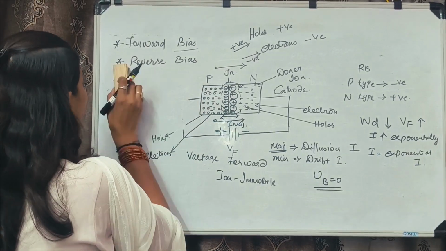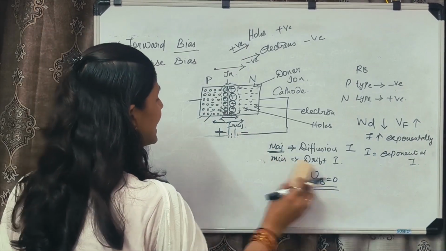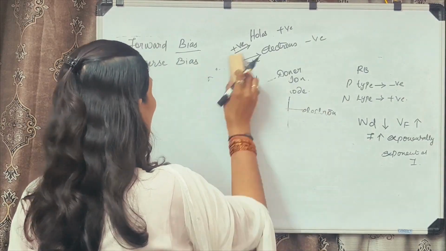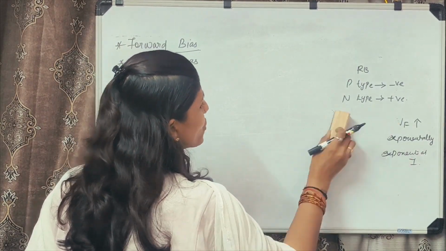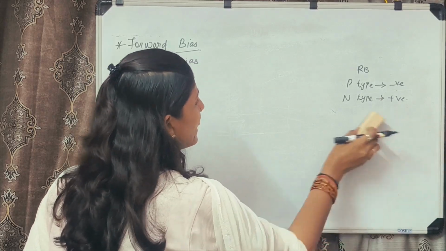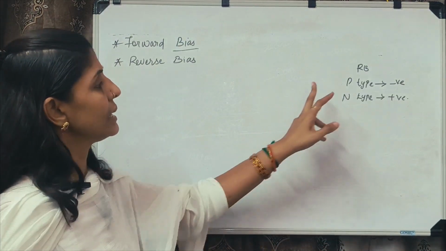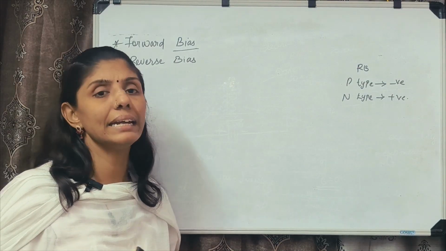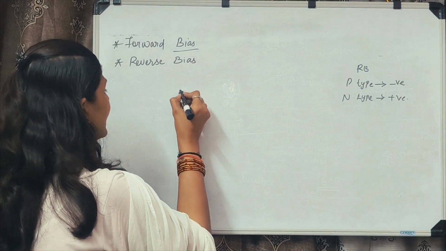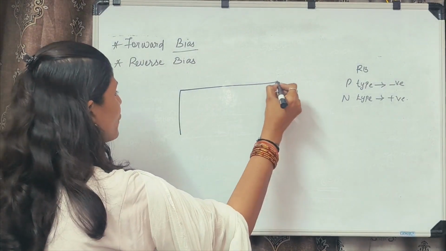Now we will see what will happen in the reverse bias condition. Already you know what a reverse bias is. So what is a reverse bias? The P-type semiconductor gets connected with the negative terminal of the battery and the N-type semiconductor gets connected with the positive terminal of the battery.